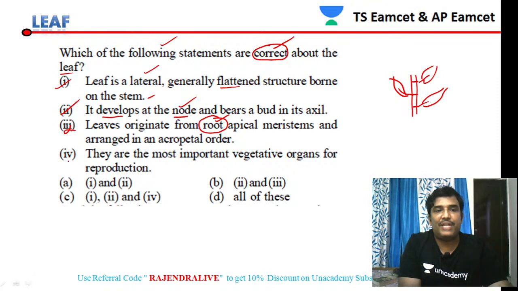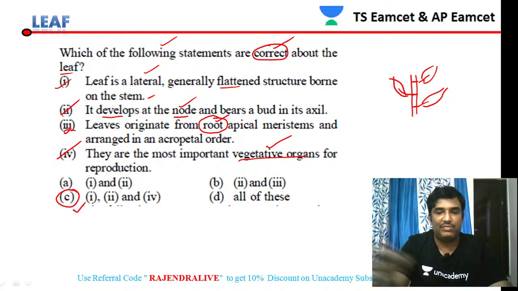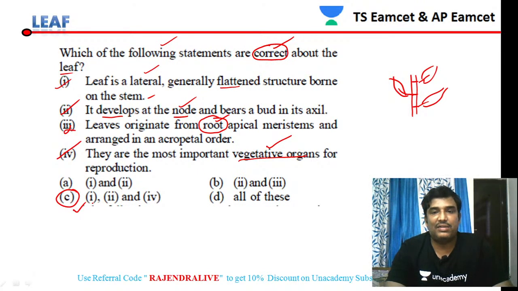Then if you see statement 4, they are important vegetative organs for reproduction. So this is also a right statement. That is the reason we take option C as the right answer in this case. Finally, option C is our right answer. So let us move to the next question, students.